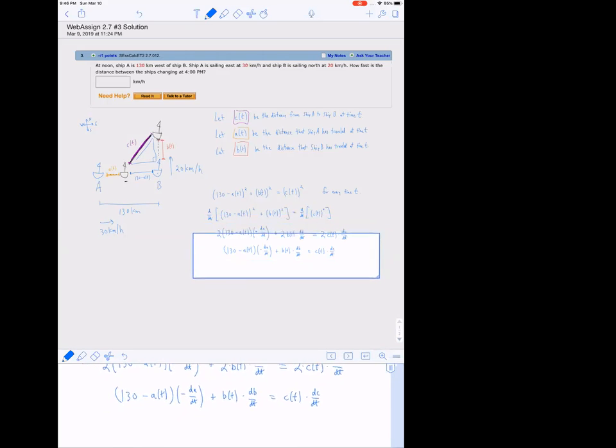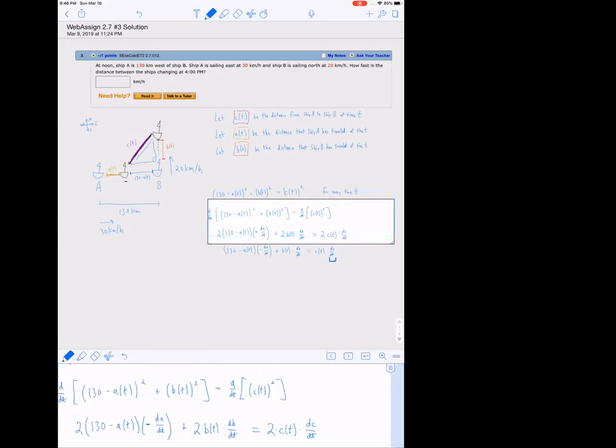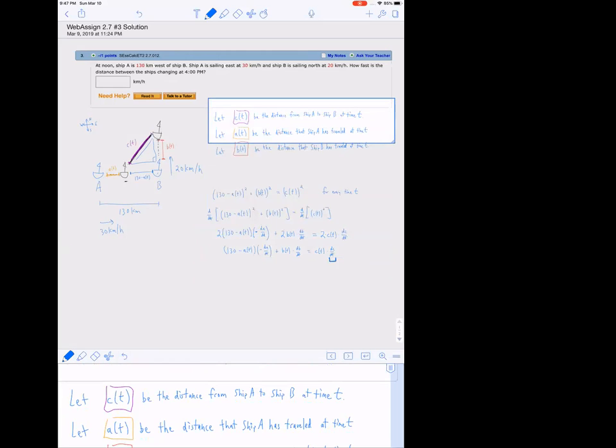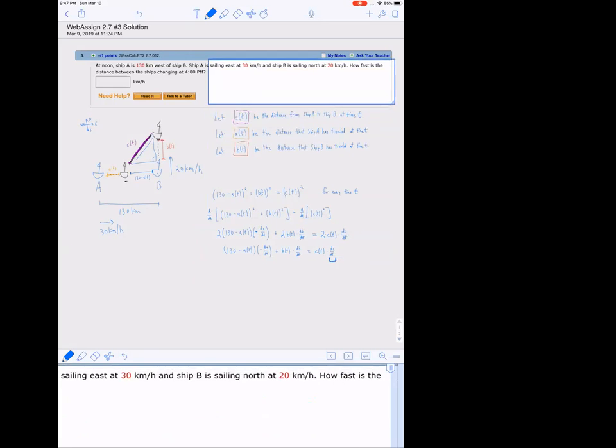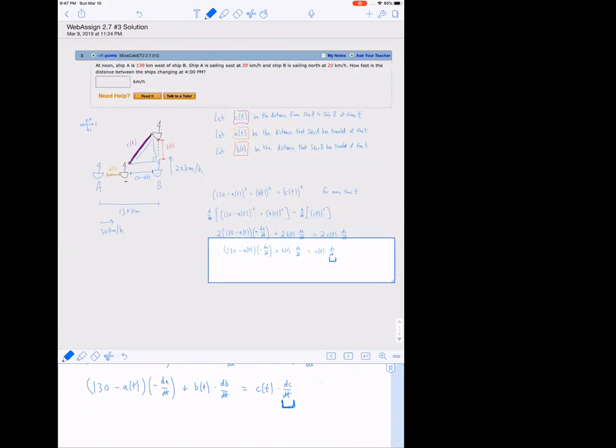All right, and now it's worth identifying what are the quantities in this equation, what we know, what we're looking for, and what we can figure out. So let's work from right to left, because this dC/dt, that's the derivative or the rate of change of C. Now remember, C is the distance from ship A to ship B, and we want to know how fast is that distance changing at a particular time. So this is really our goal, to find dC/dt at a particular moment.